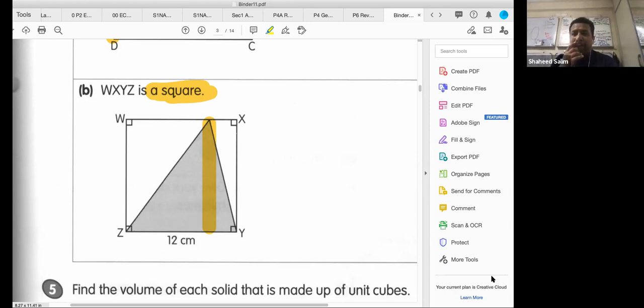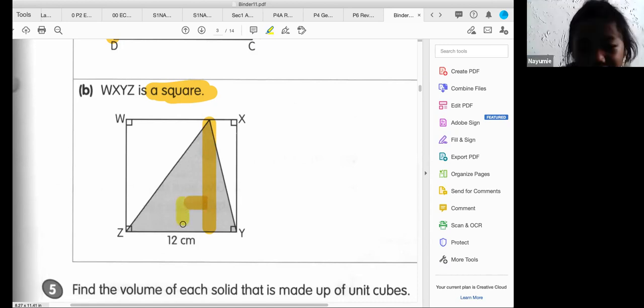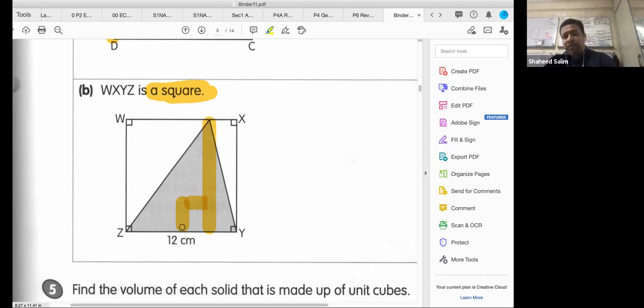Naomi, what's the height, Naomi? What's the height, this yellow part? What is the height? 12. 12, good. So now find. Righty, the answer is not correct, Righty.